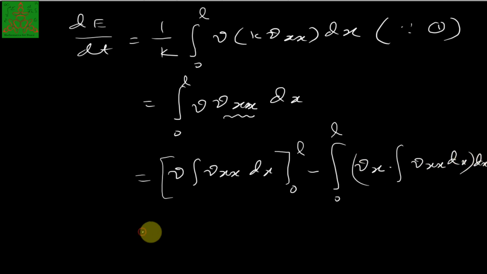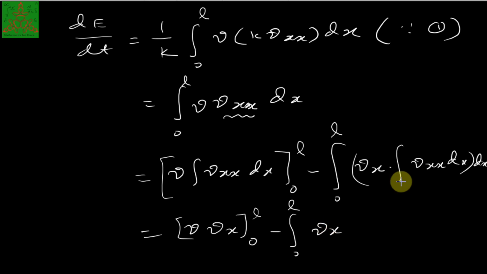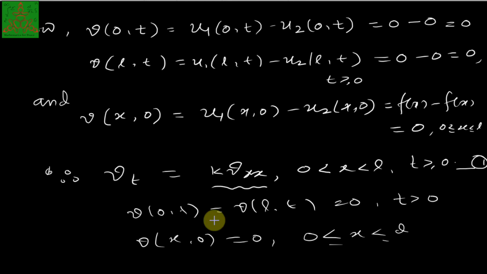So this will give me v into vx with limits from 0 to L, minus integral from 0 to L of vx into the integration of vxx, which is vx, so it is vx square dx. Now observe that when I substitute L in place of x, we have v(L,t), but v(L,t) we already have as per the condition, that is 0. So I'll say this is equation 2 and this one is equation 3.